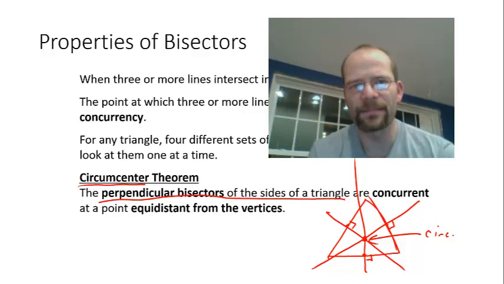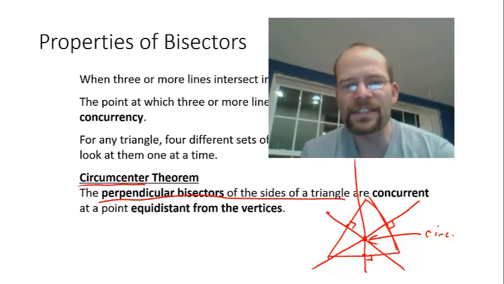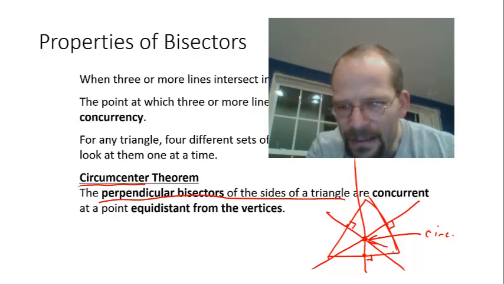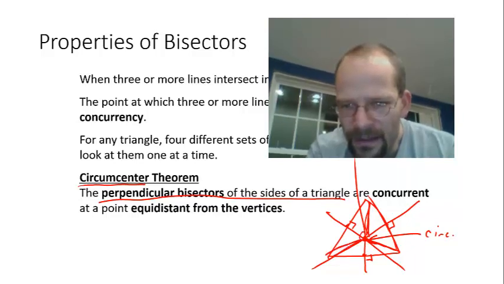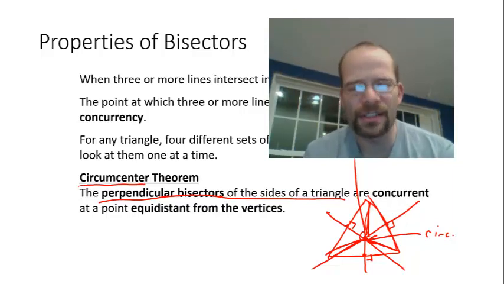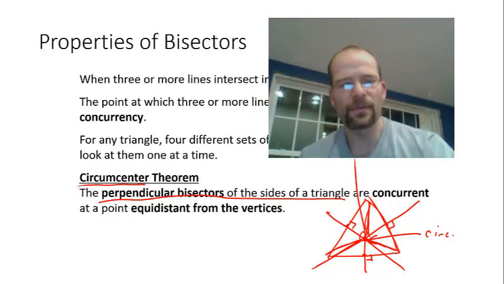Okay, that's the circumcenter. Now, the theorem says that the circumcenter is equidistant from the vertices. That means that if I were to draw in the additional segments here, here, and here, this circumcenter is equidistant from all of those. The sketch is not exactly a picture of clarity. We'll look at a construction in just a moment, and that will help us to see what we're talking about.